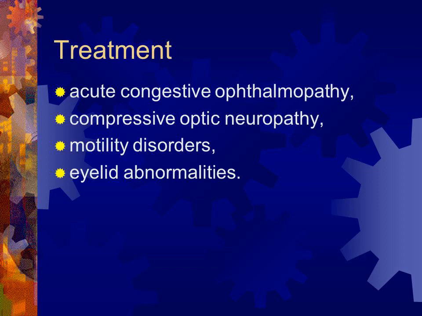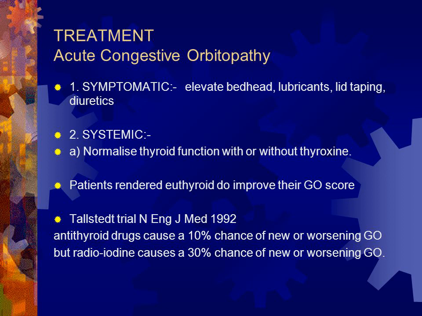compressive optic neuropathy, motility disorders, eyelid abnormalities. Treatment: acute congestive orbitopathy. 1. Symptomatic: elevate bedhead, lubricants, lid taping, diuretics. 2. Systemic: A. Normalize thyroid function with or without thyroxine. Patients rendered euthyroid to improve their GO score. 12-step trial in NEJM 1992.